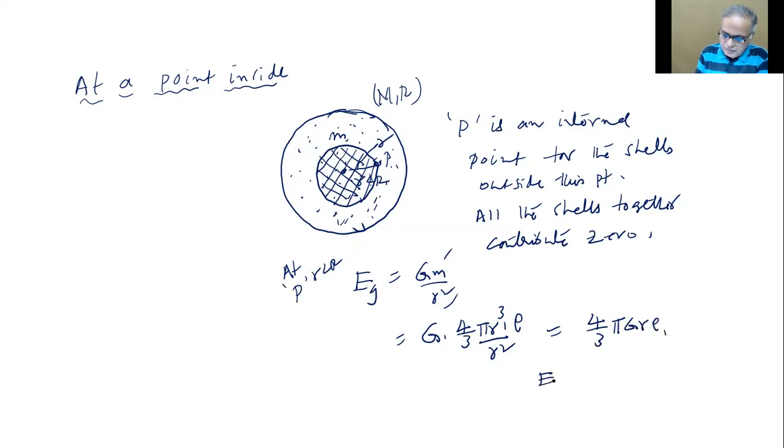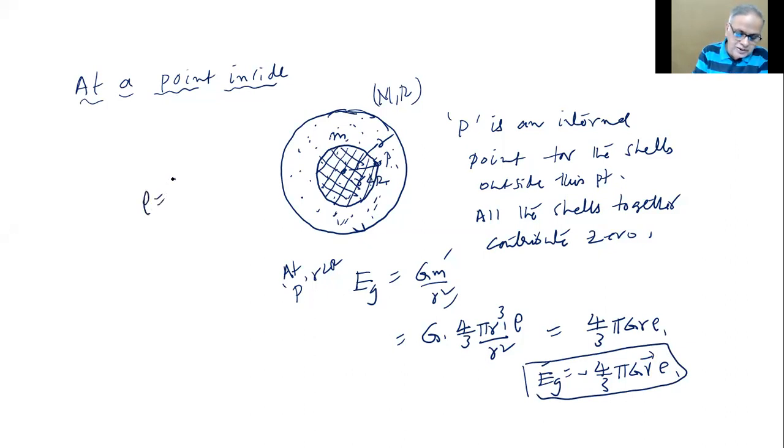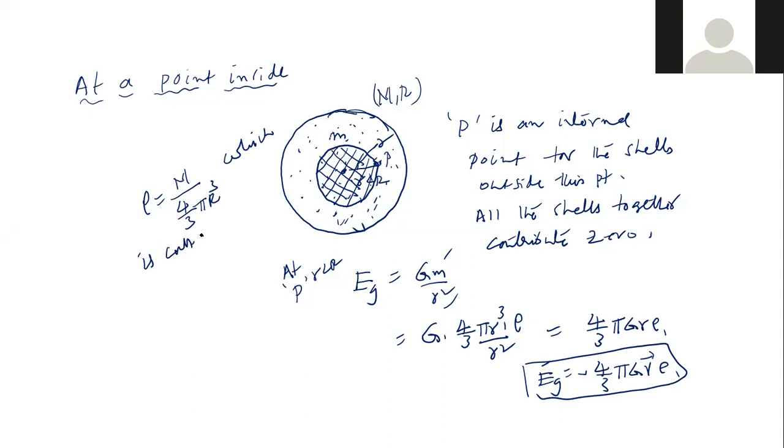If you write in vector form, Eg equals minus 4 by 3 pi G r bar rho, saying that it is towards center. Rho is what? Total mass by 4 by 3 pi R cubed, which is supposedly constant everywhere. So we came down to one most important relation once again, 4 by 3 pi G r rho. Tell me, Shreya.